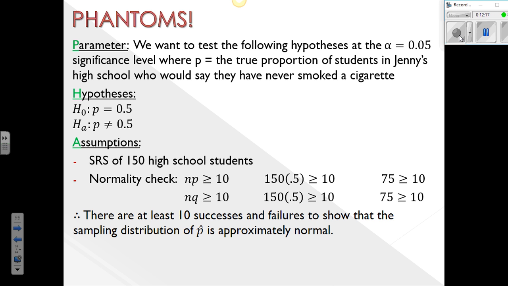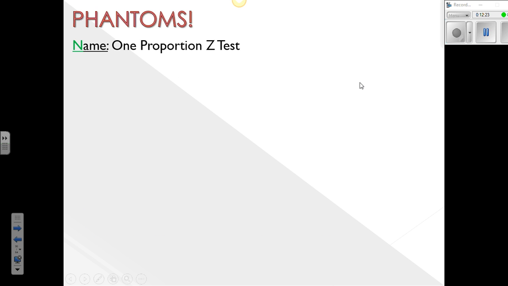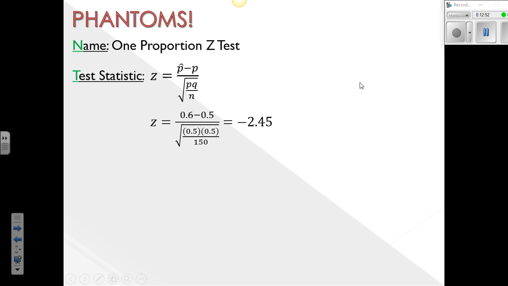Yep. All right. What are we going to name this test? One proportion z-test. Very good. Remember, that's going to be number 3 on our inference procedure board. What's after N? T. We need to calculate our test statistic here. What's p hat going to be? 0.6. Very good. What is p going to be? 0.5. So then you're going to set it up in your formula there. And spoiler alert, you're going to get 2.4.